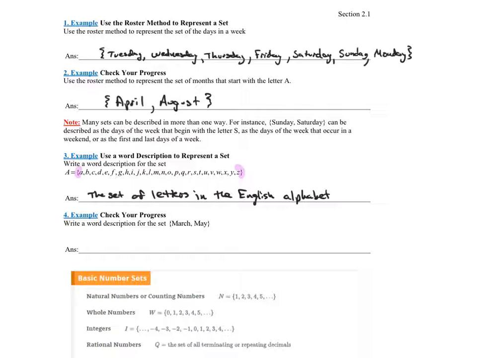Okay? Now it says, write a word description for the set March and May. Well, it seems to me that those are months? So can't we use example 2 as a nice little idea of how we should do this? First of all, it's a set of, because we have the braces, right? So it's the set of months that start with the letter M. Okay, that would be a nice one for you right there.